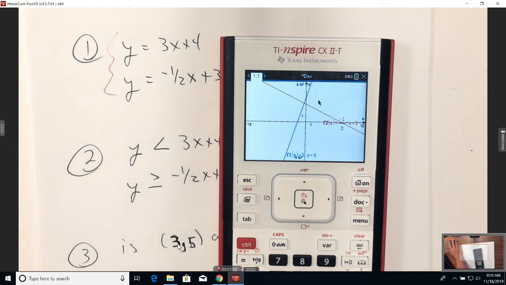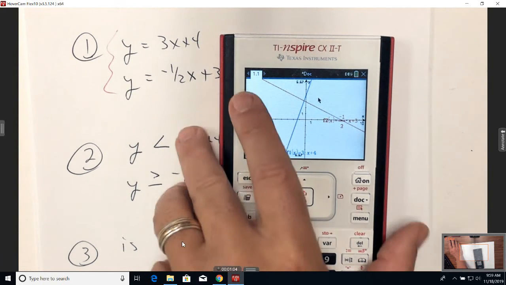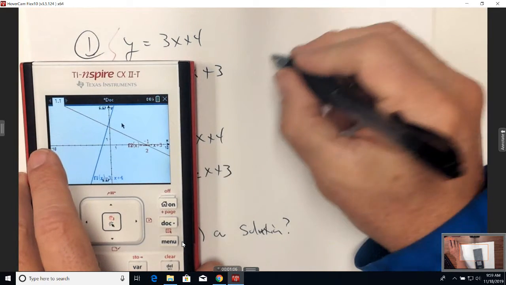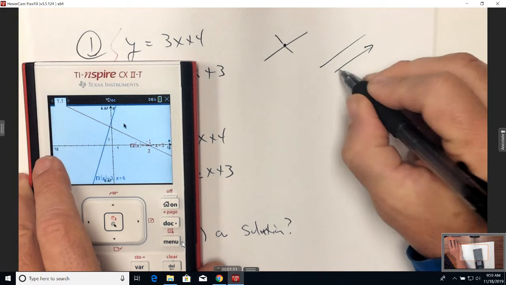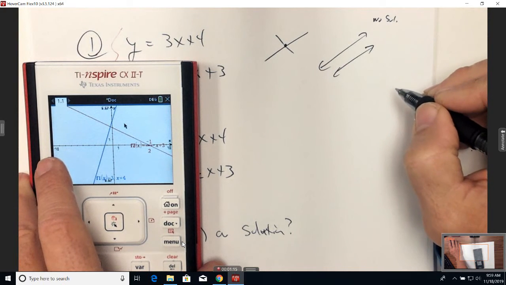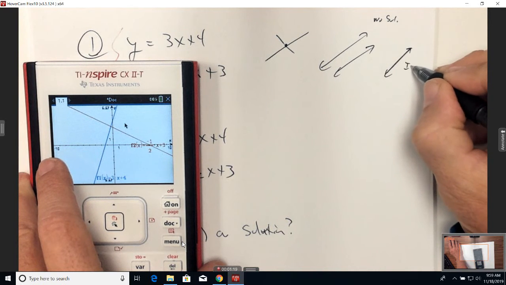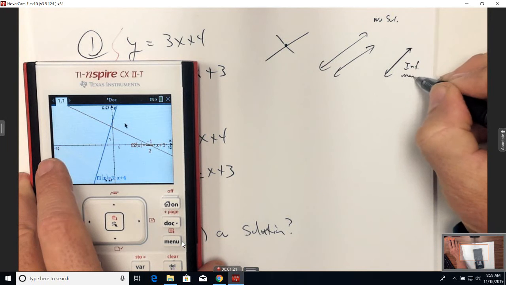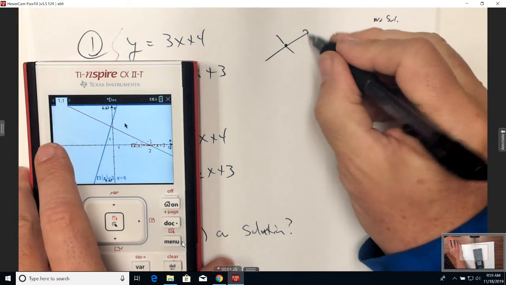Wherever they cross is my solution. So when they cross one time, what does that mean? If they cross one time, it means I have one solution. If they don't cross ever, what does that mean? No solution. And if they fall right on top of each other, two lines, that means there are infinitely many. Y'all remember that from this chapter. You're going to take a test on this real shortly, so hopefully you do remember.